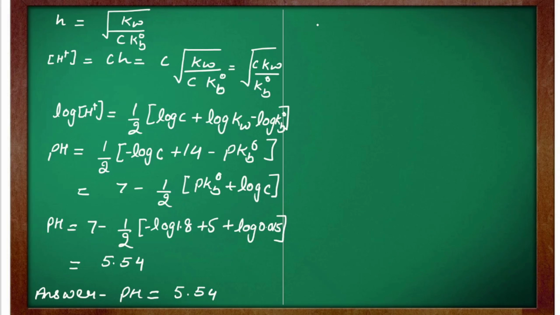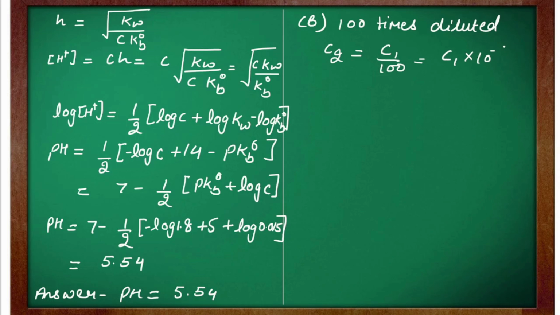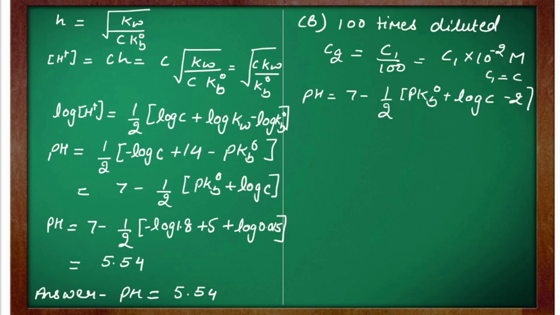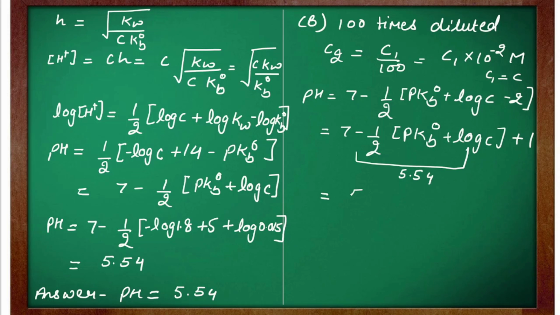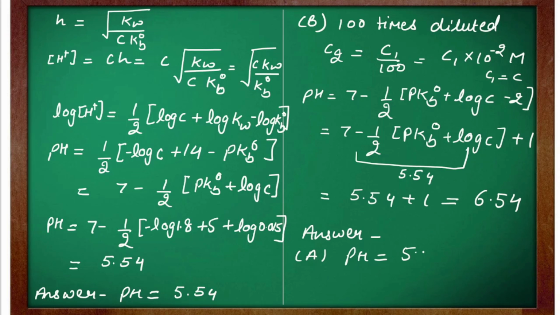Part B, if the solution is diluted 100 times. New concentration of diluted salt is C1 divided by 100. pH is equal to 7 minus half of pKb plus log C minus 2. On solving, pH is equal to 6.54. Answer: Part A equals 5.54. Part B pH equals 6.54.